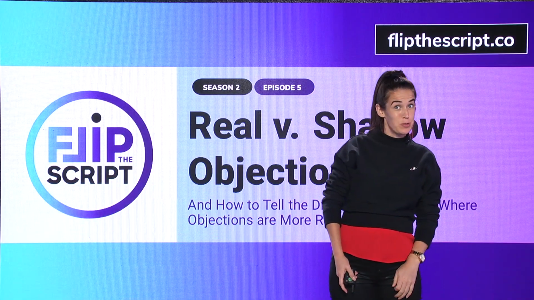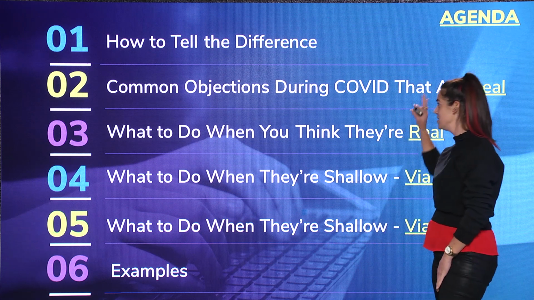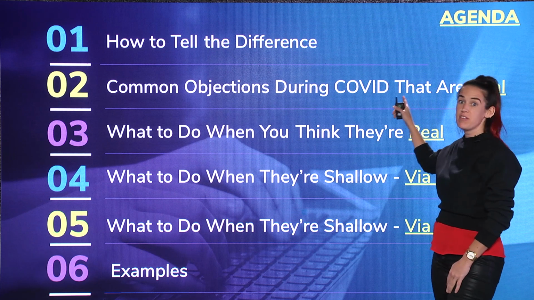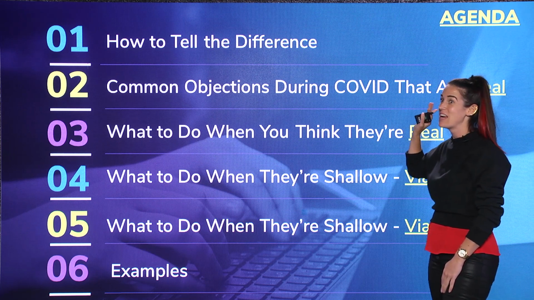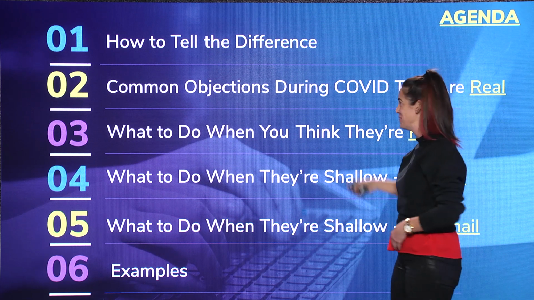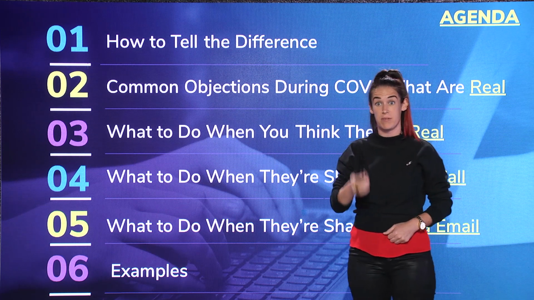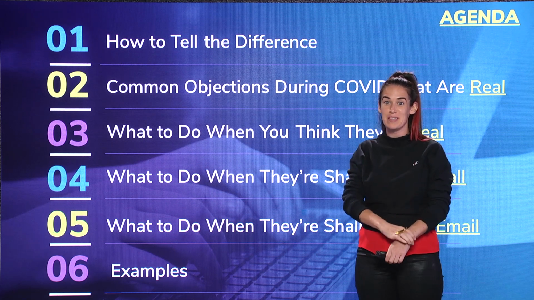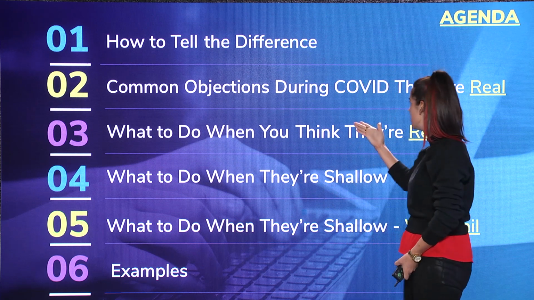So why don't we, per usual, start with a little bit of an agenda. As far as our time today, let's bust it up into 6 different pieces. Number 1, how can you tell the difference between a real and shallow objection, especially in a very, very sensitive time right now where people are very, very, let's just say triggered. Number 2, common objections during COVID that are commonly real, so that you have a litmus test and a map of what the things are that are commonly real during this time, so that I make sure that I'm hypersensitive during this situation.